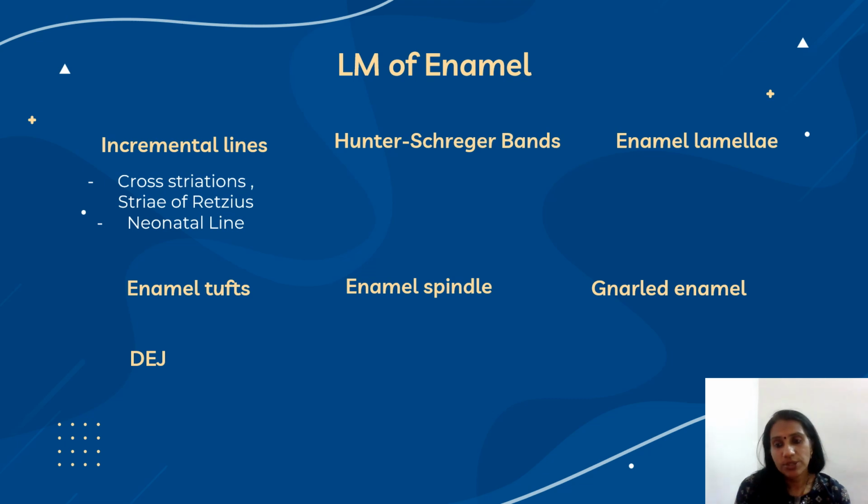The other structures which you see in enamel include incremental lines. These are light microscopic structures which you see within the enamel. Under the light microscope you can see them. They are other structures apart from your enamel rod. So it includes incremental lines, Hunter-Schreger bands, enamel lamellae, enamel tuft, enamel spindle, gnarled enamel and dentino-enamel junction. So these are the structures seen apart from your basic structure, the enamel rod. Now we'll go into detail of each.